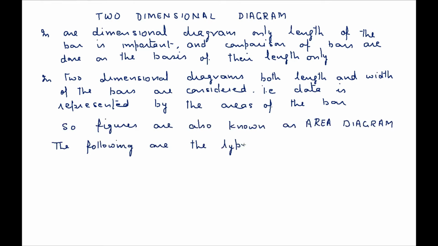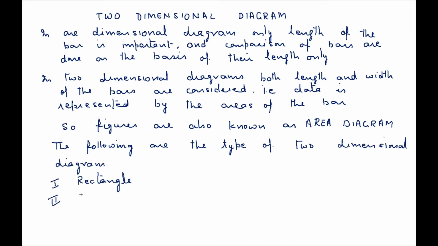The following are the types of two-dimensional diagram. First is rectangles, second is squares, third is circles. First I'll explain about the rectangles.